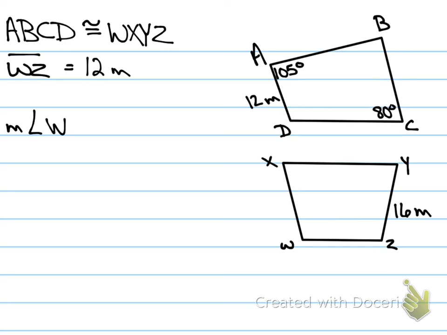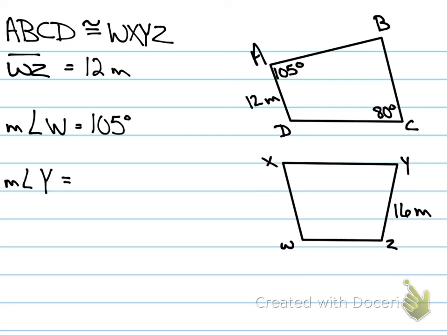What about angle W? What's the corresponding angle to angle W? Angle A, thank you. Right? Angle W is the first one listed. Angle A is the first one listed. So that is my corresponding angle. And what's the value for angle W? Or I'm sorry, angle A. Angle A is what? 105. Therefore, angle W is 105. You tracking with me? So now you solve one.